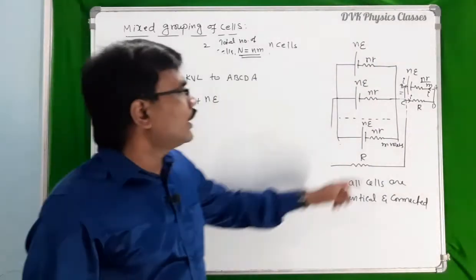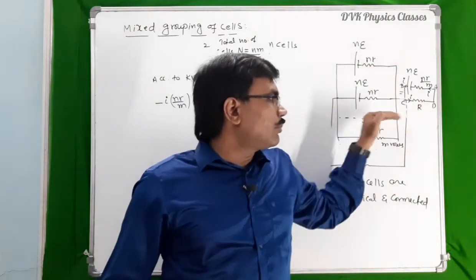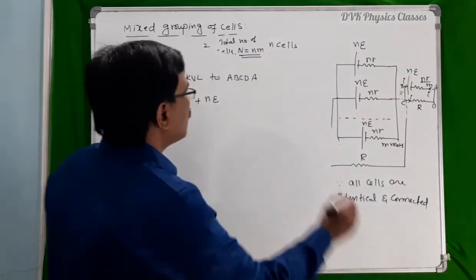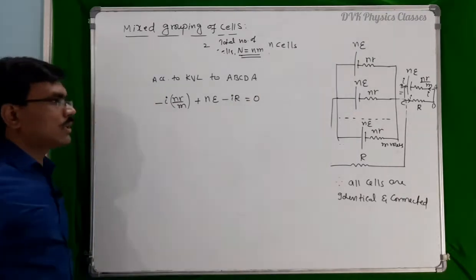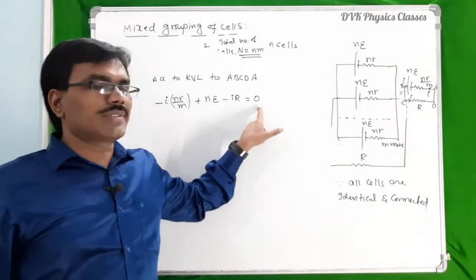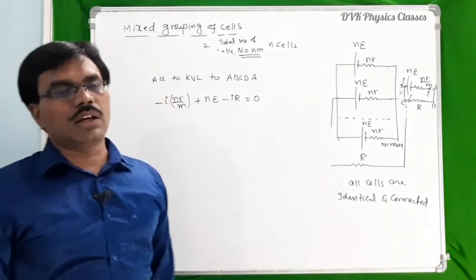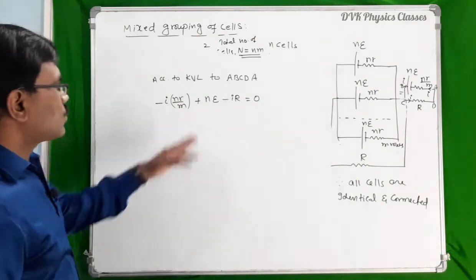nE. Then we come to the external resistor, C to D. The potential measuring direction and the current direction are both the same, so minus IR is the potential drop across the external resistor. The sum of all potential changes in a closed loop must equal zero. That is our Kirchhoff's voltage law, right? By applying it to this circuit, we can now find the current.